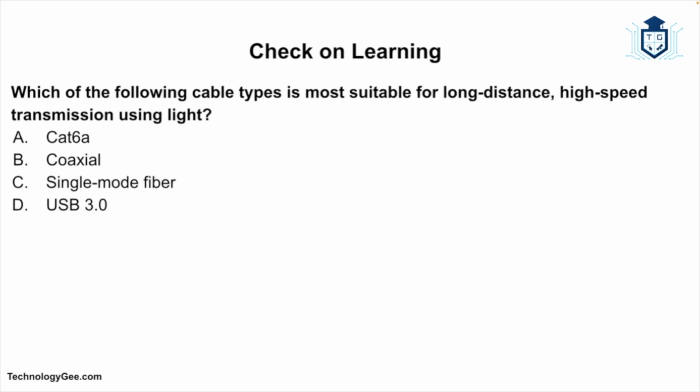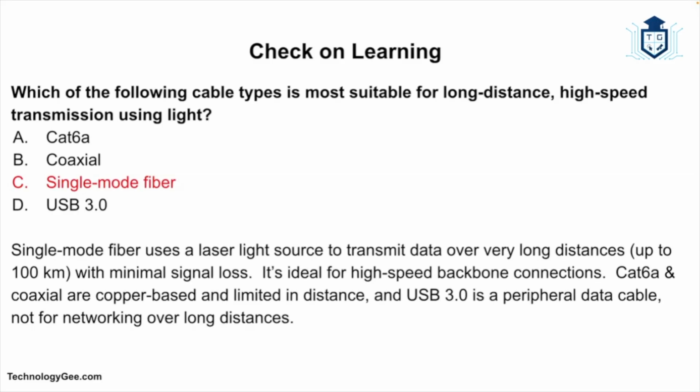So our first question is, which of the following cable types is most suitable for long distance high-speed transmission using light? Is it Cat 6A, is it coaxial, single mode fiber, or USB 3.0? And the correct answer is this will be single mode fiber.